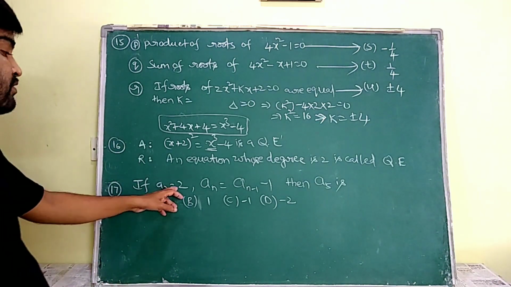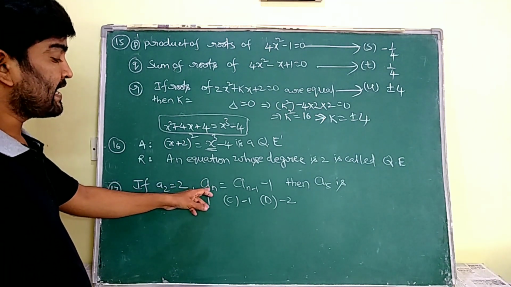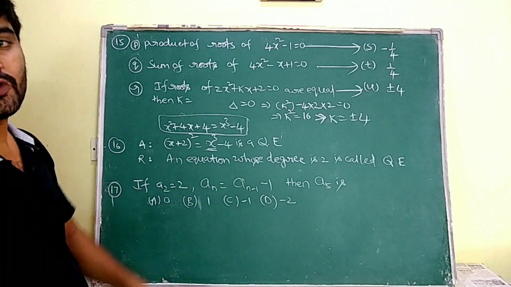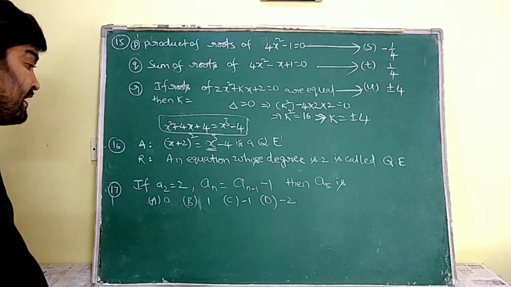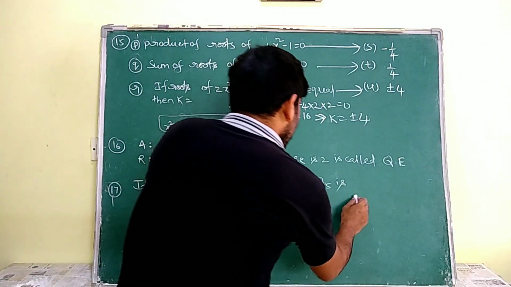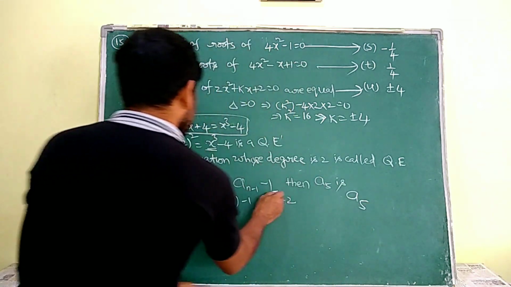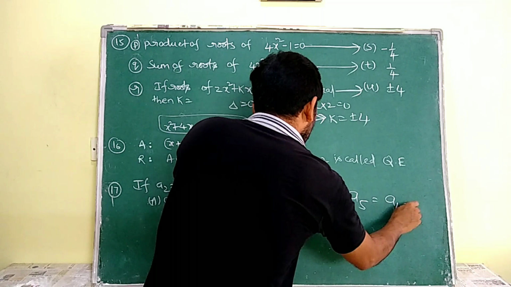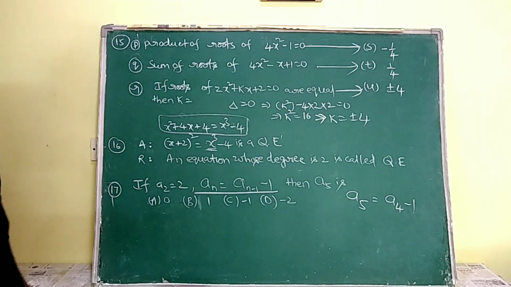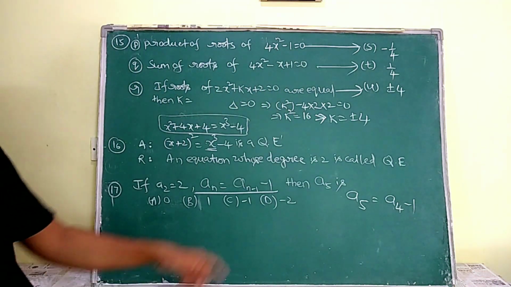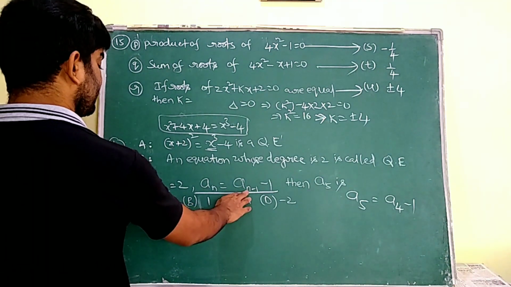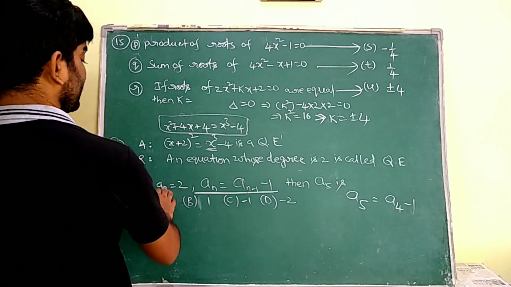Next, a2 is equal to 2 and an is equal to an minus 1 minus 1. Then he is asking you to find a5. So here, find a5. a5 means a5 minus 1, that is a4 minus 1. I want a4 to calculate a5. To calculate a4, what do I want? a3. To calculate a3, I want a2.